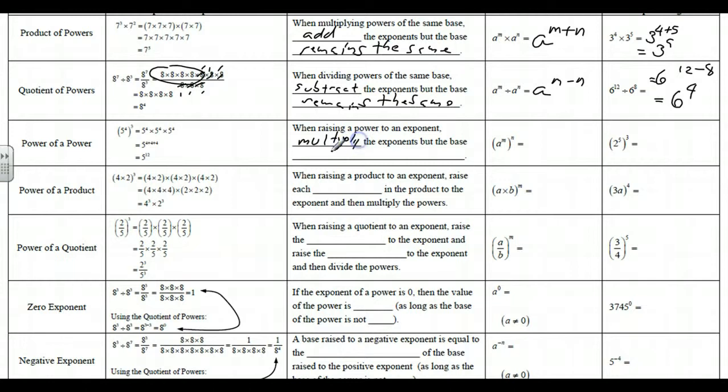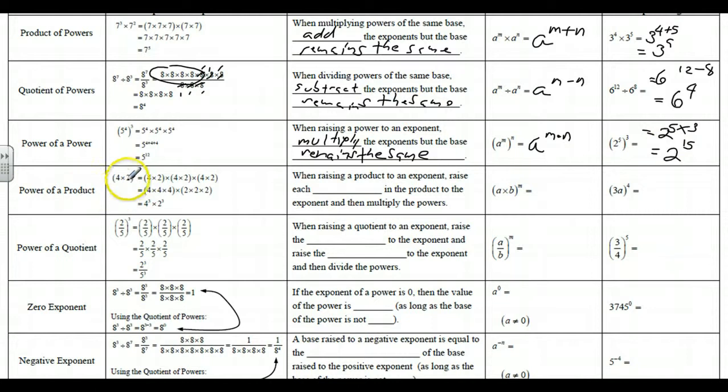When raising a power to an exponent, we multiply the exponents, but the base remains the same. a to the m, to the n, is a to the m times n. For example, 2 to the 5th, cubed, is 2 to the 5 times 3, which is 2 to the power of 15.